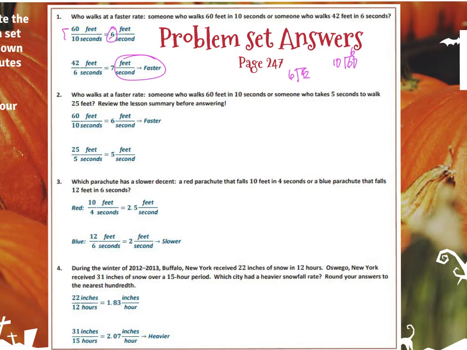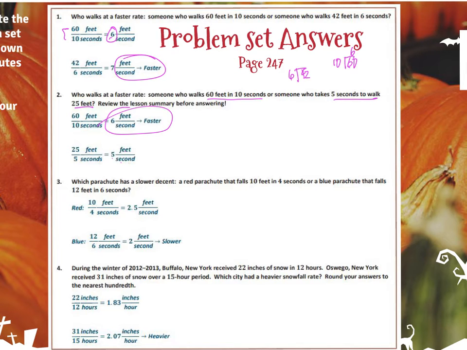Okay, second problem. Who walks at a faster rate? Someone who walks 60 feet in 10 seconds or someone who takes 5 seconds to walk 25 feet. They did a little switcheroo. But anyway, 60 over 10 is 6 feet per second. That reminds me of the first part of problem 1. And then here's the 25 feet over 5 seconds, which is going to give me 5 feet per second. So which is faster to cover in a second, 6 feet or 5 feet?